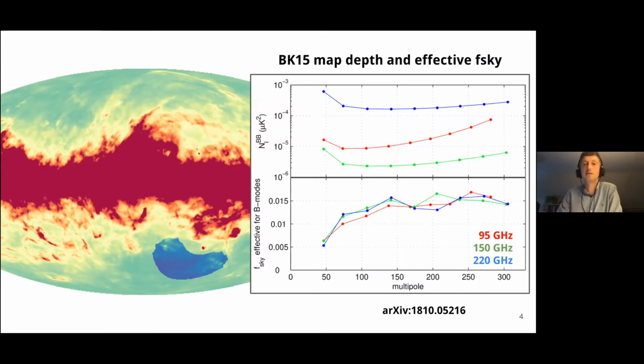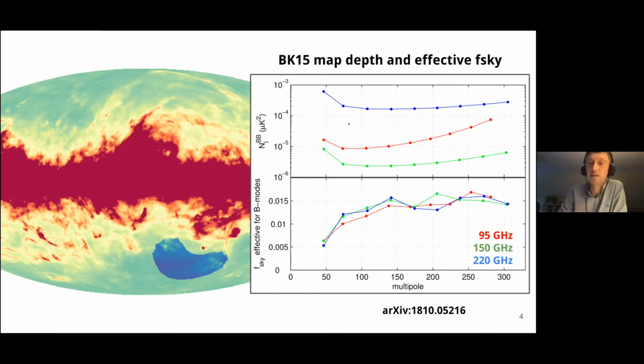And so this is from BK15, our analysis of all the data through 2015. It includes only BICEP2 and Keck Array. It doesn't include any BICEP3 data yet. This is showing the map depth in terms of the N_L for a BB spectrum, and also an effective f_sky that's also derived from the BB spectrum. And so you can see this effective f_sky at the 3 frequencies is about 1.5%. It falls off a little bit at low L because of our filtering, which I'm going to talk about.